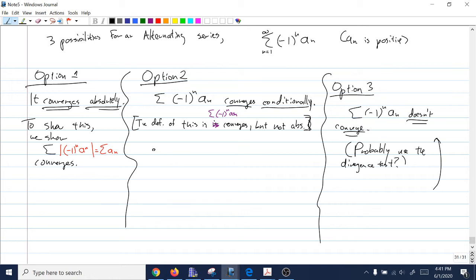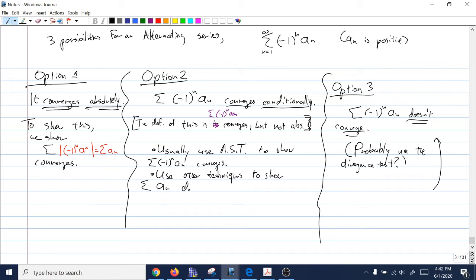How do I... Usually, you use the alternating series test to show it converges. To show what converges? To show that the sum of (-1)^n a_n converges. And then use techniques we've seen to show that the sum of a_n doesn't converge. And I should emphasize that the sum of the absolute value of (-1)^n a_n is the sum of the absolute value of a_n.